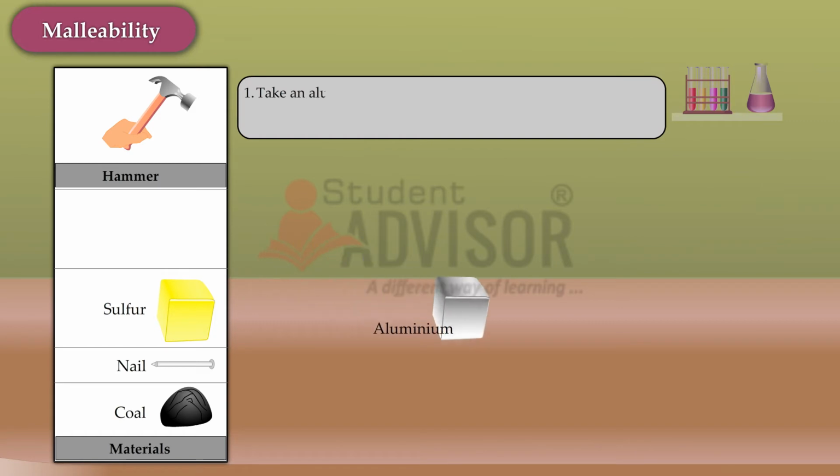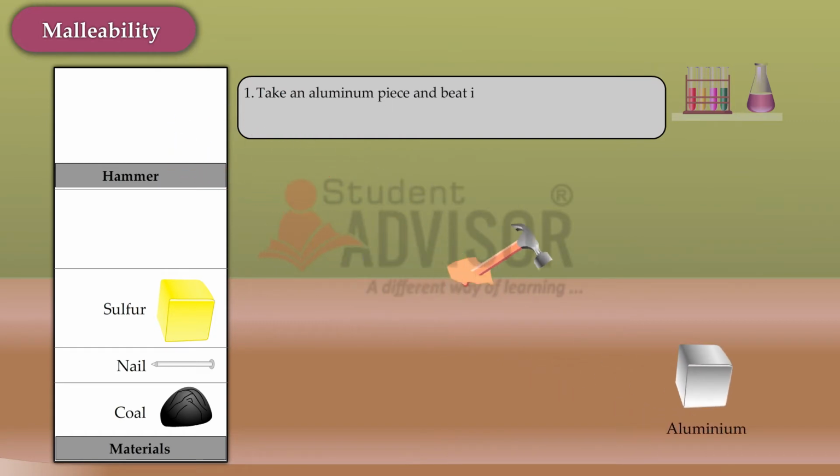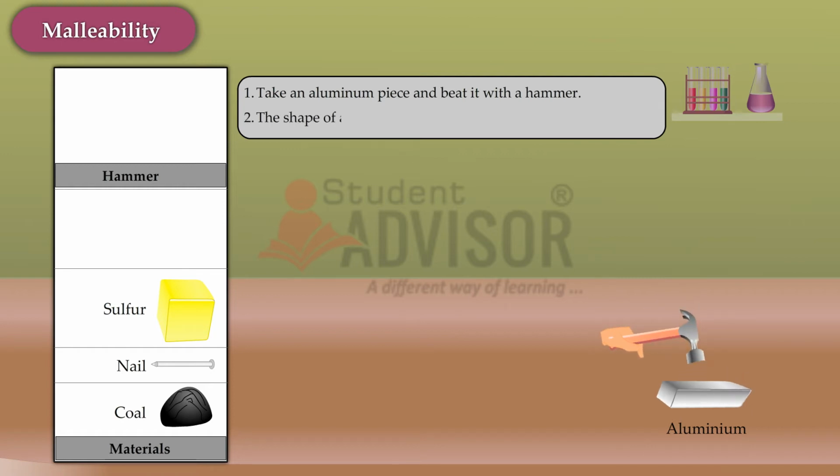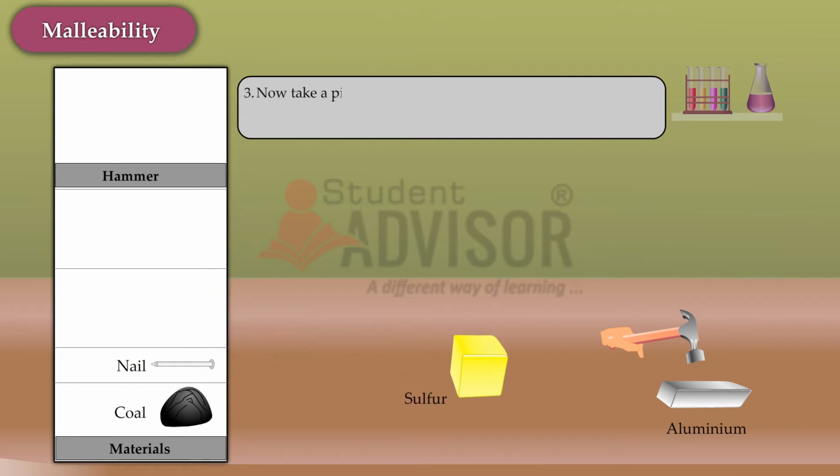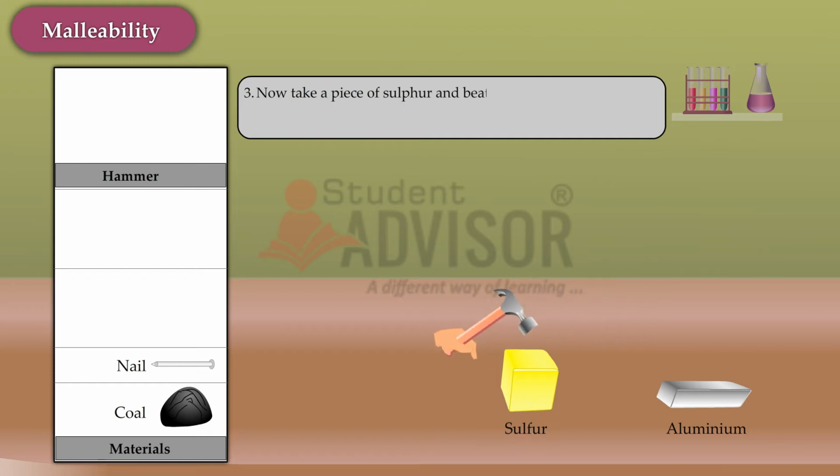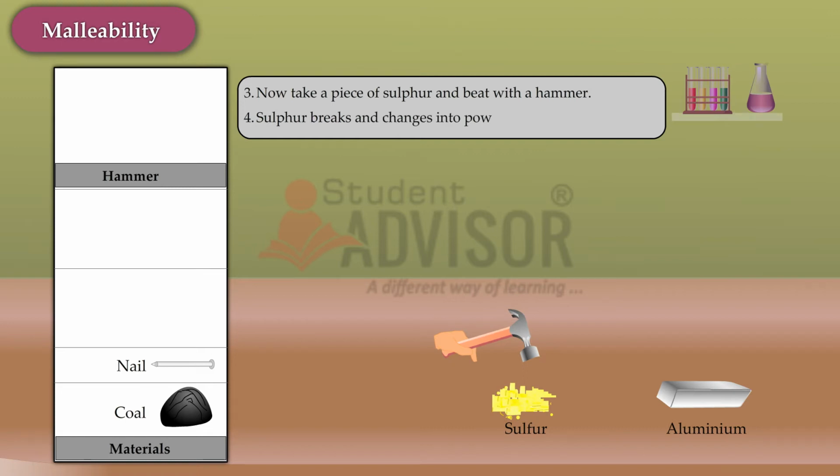Take an aluminum piece and beat it with a hammer. The shape of aluminum piece changes into sheet. Now take a piece of sulfur and beat with a hammer. Sulfur breaks and changes into powder.